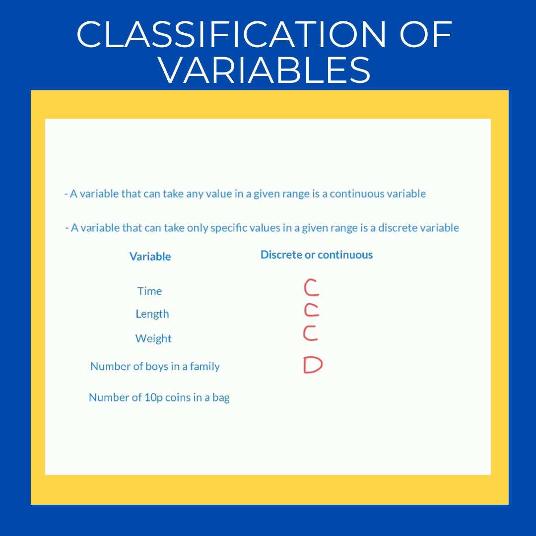The last one is the number of 10 pennies or 10 coins in a bag. So again, when I say the number, the number can be only a whole number. So the number of pennies, coins in a bag, could be 2, 3, 4, 5, 15, 20. So again, this variable can take only specific values, so it is a discrete variable.